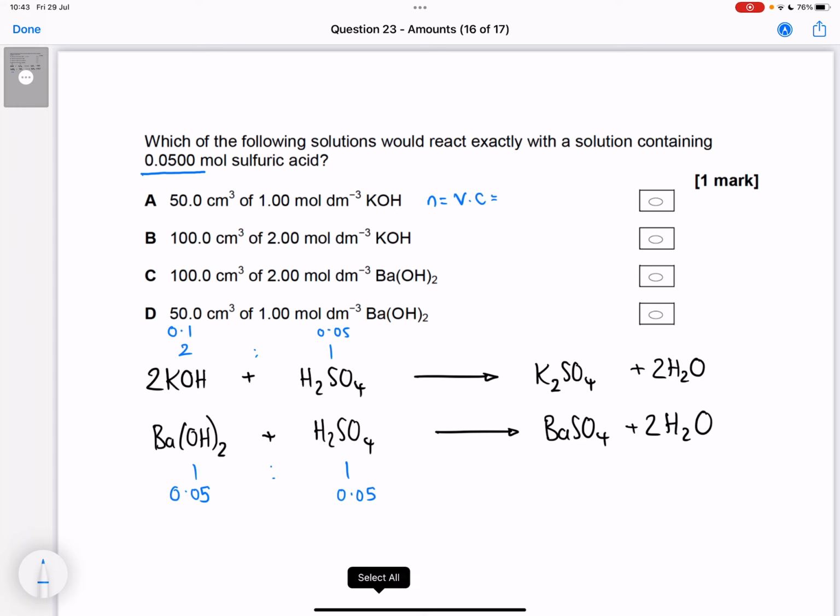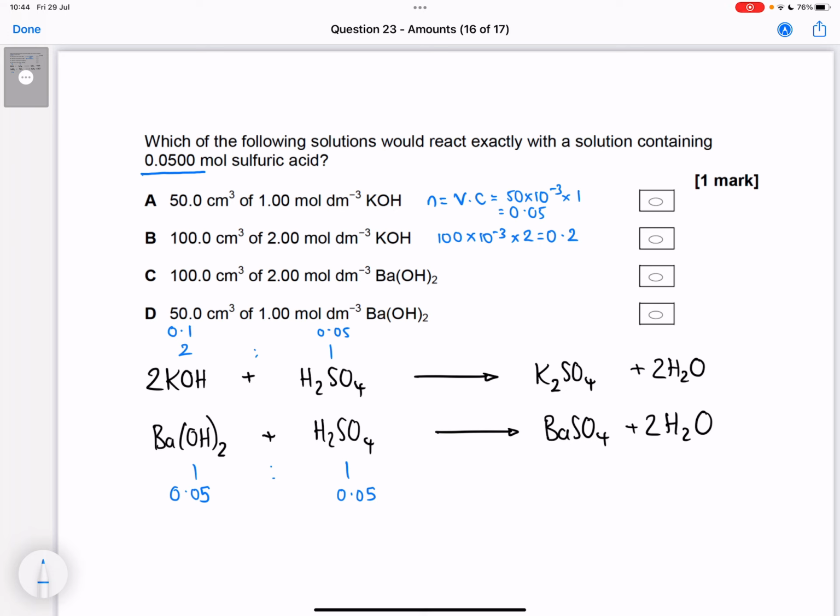Making sure your volume is in the correct unit, so turn it to decimeters cubed. So that's 0.05. Now for potassium hydroxide, we needed 0.1. Here we've got 100 times 10 to the minus 3 to get it into decimeters cubed times 2. So 100 times 10 to the minus 3 would be 0.1. And then times by 2 is 0.2.